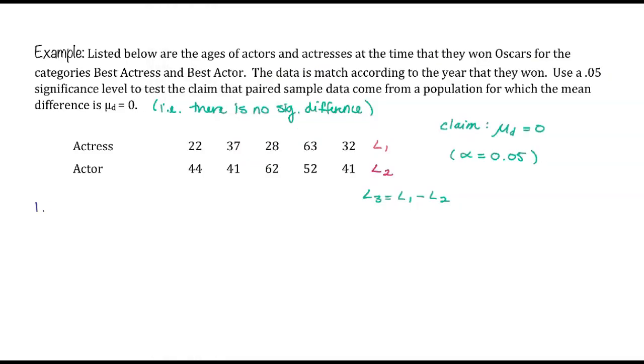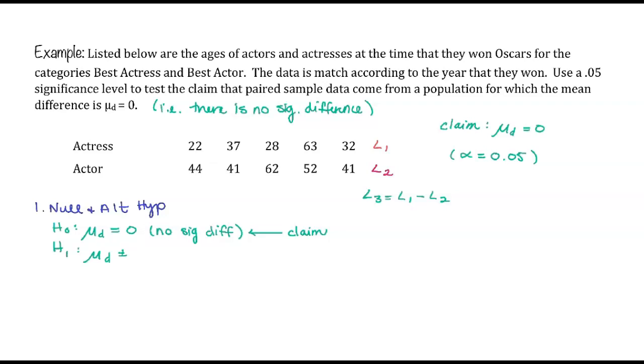The first step is to determine the null and alternative hypotheses. The null hypothesis is the statement of equality that mu sub d is equal to 0. That's the idea that there's no significant difference. Notice that in this example, the null hypothesis matches up with the claim. That means the alternative hypothesis, H1, will be the idea that there is a significant difference, that mu sub d is not equal to 0.